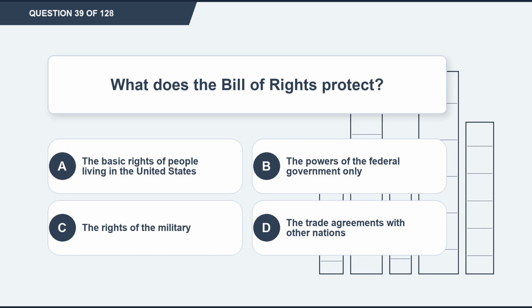Question 39. What does the Bill of Rights protect? Option A. The basic rights of people living in the United States. Option B. The powers of the federal government only. Option C. The rights of the military. Option D. The trade agreements with other nations.